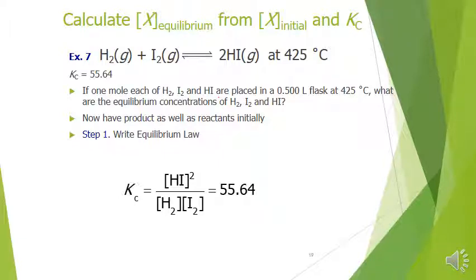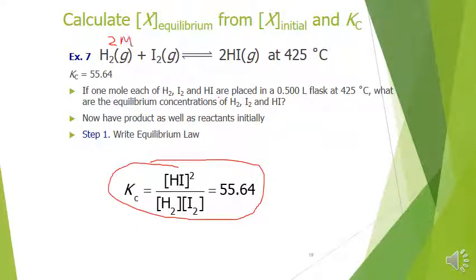All right, another problem here. 1 mole each of H2, I2, and HI is placed in 0.5 liters. What are the equilibrium concentrations of H2, I2, and HI? First of all, write the equilibrium expression, and also figure out your initial concentrations. Now, in this case it's going to be different because you have 2 molar of all of them.